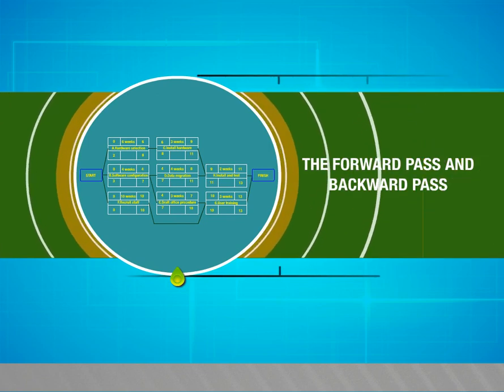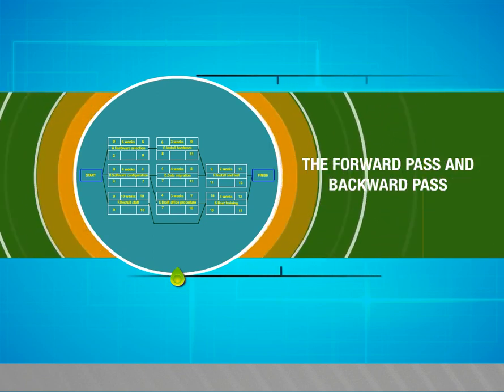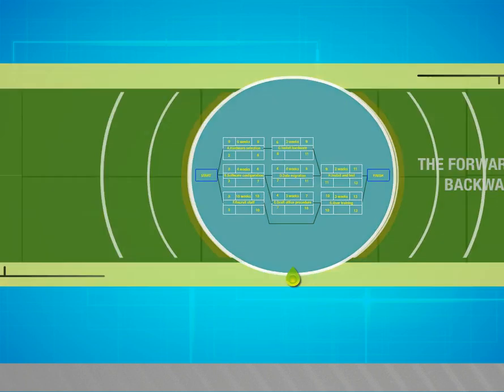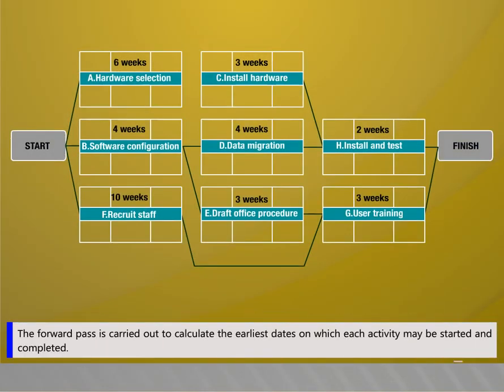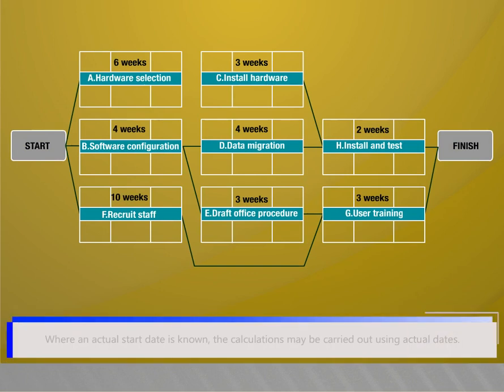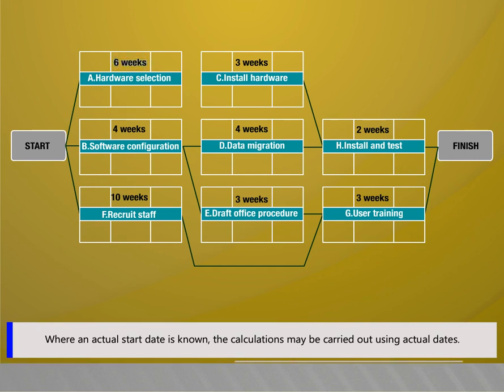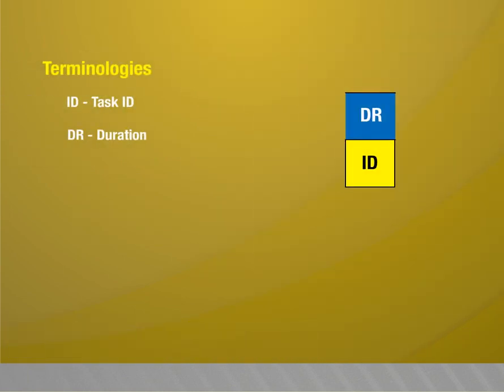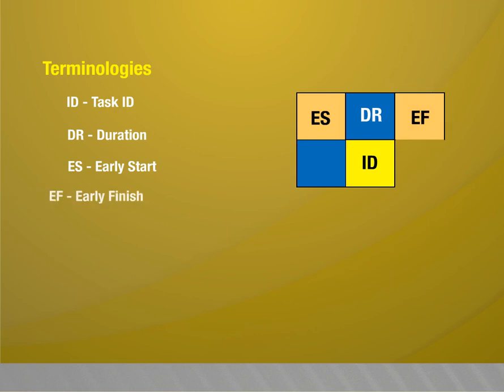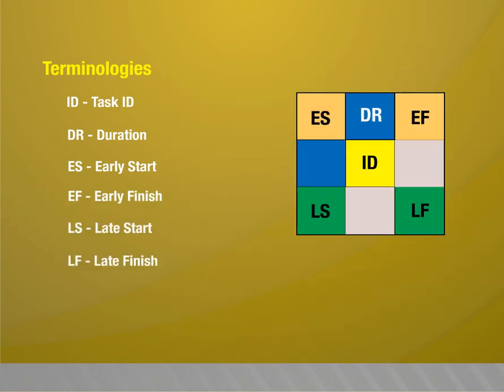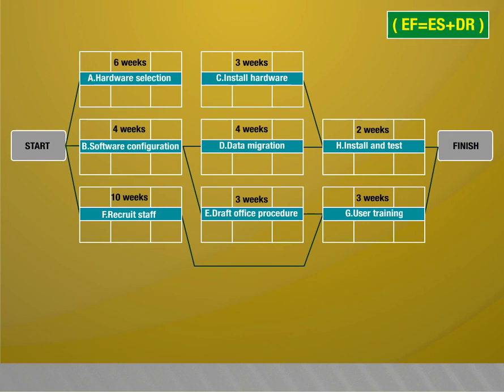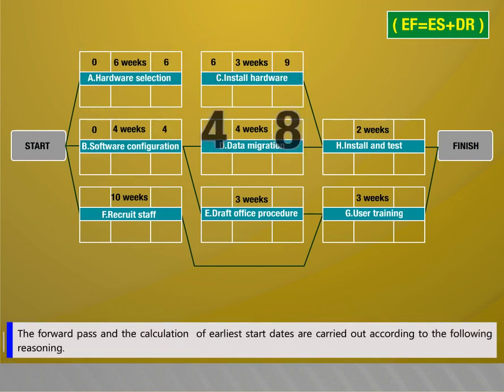Forward pass and backward pass. In this video, we are going to see about forward pass and backward pass. The forward pass is carried out to calculate the earliest dates on which each activity may be started and completed. Where an actual start date is known, the calculations may be carried out using actual dates. The forward pass and the calculation of earliest start dates are carried out according to the following rules.